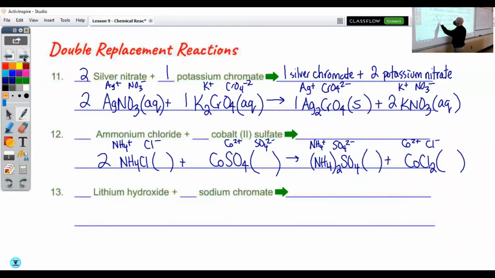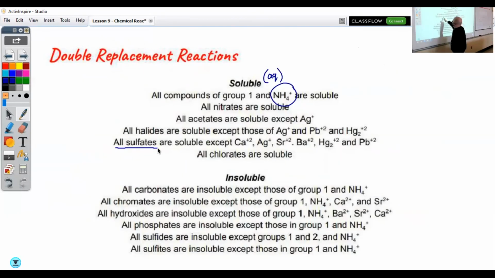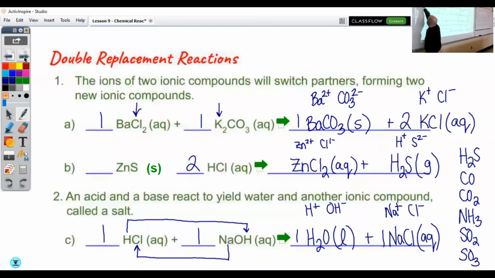In this case over here, where I have ammonium, I'm going to write AQ. Second, let's look at a rule for sulfates. All sulfates are soluble except, now let's look for cobalt, not cobalt. Nope, nope, nope, nope, nope. So all sulfates are soluble.